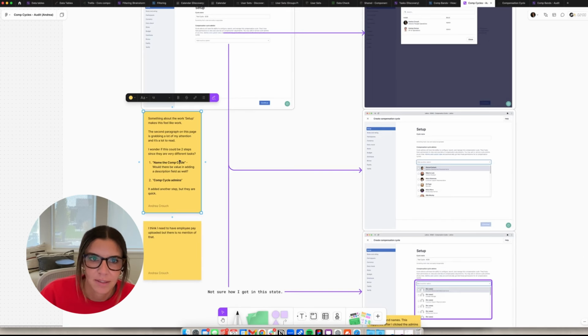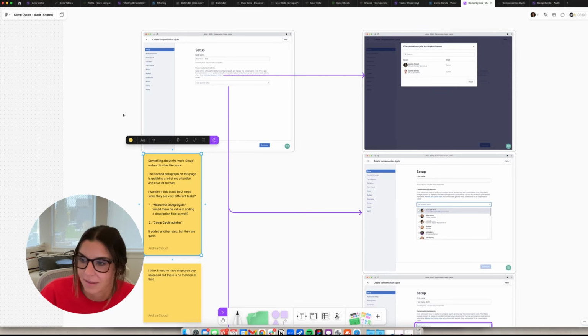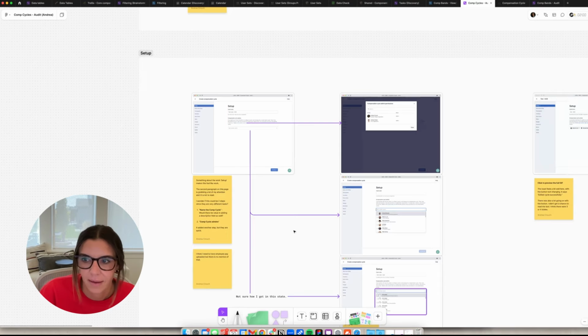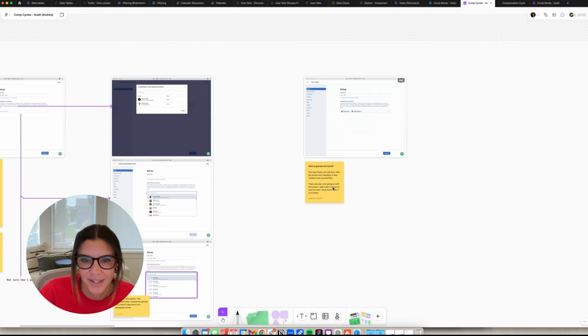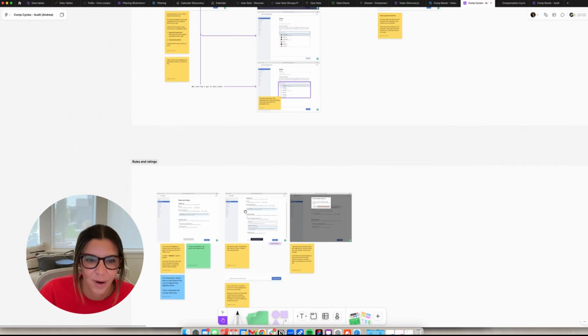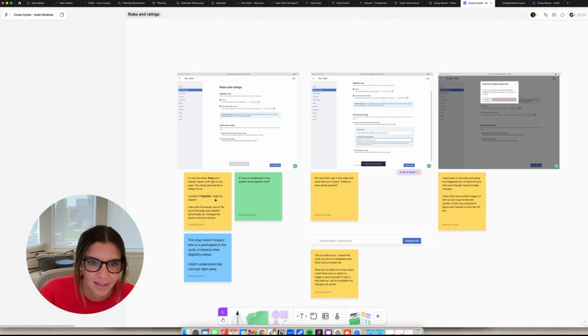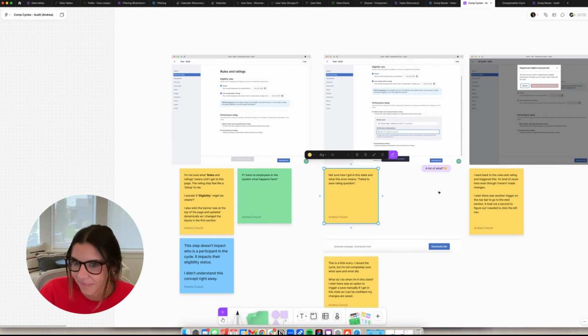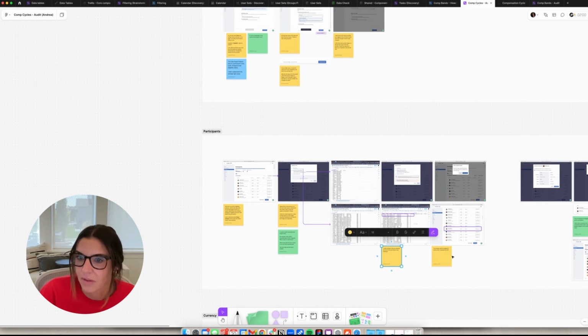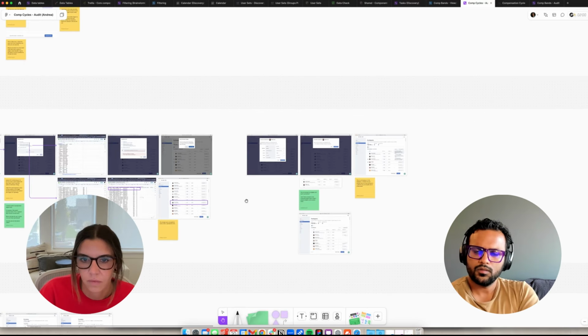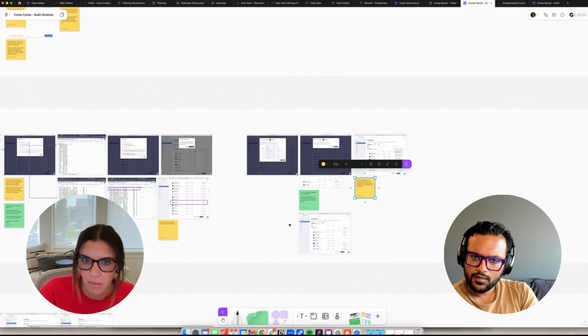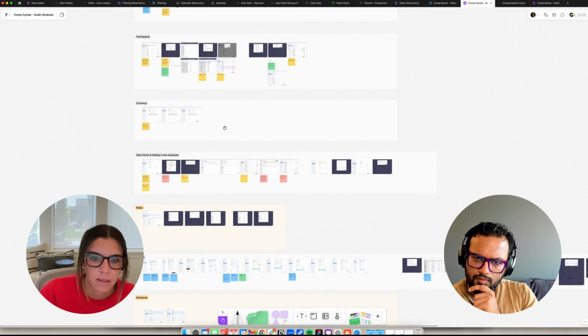And I made notes of where I was confused, what wasn't making sense, and just went through every screen and then brought these notes to my PM. And we went through these just to see if there was any signal there, if she was thinking about anything on the same page. So this was like a personal audit.